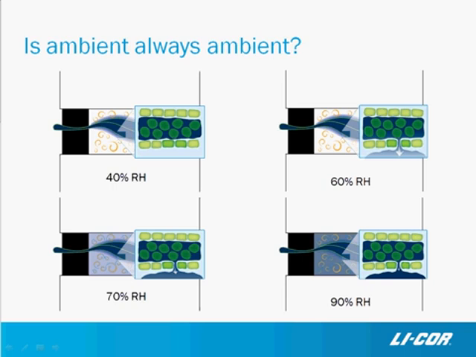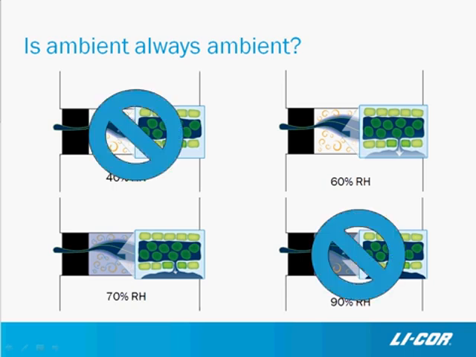However, we still want a gradient between the inside of the leaf and the outside of the leaf, or we won't detect a change in response. So, avoid the first picture, which is less than 50%, and avoid the last picture, which is more than 80%. This will make your survey measurements much faster and much more stable.